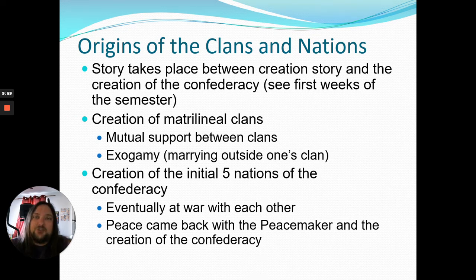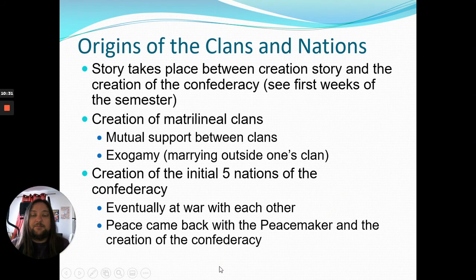And then after some time, that's when the Peacemaker's journey story that we learned, I think in week 3 or 4 now, I don't remember, comes in. Peace came back with the Peacemaker, who came and helped create the Haudenosaunee Confederacy and promoting peace among these different nations. So it's kind of a 2-in-1, right? Because we're learning about the creation of those clans originally, way back after creation, and then later on the creation of those nations, which would eventually form the Confederacy.